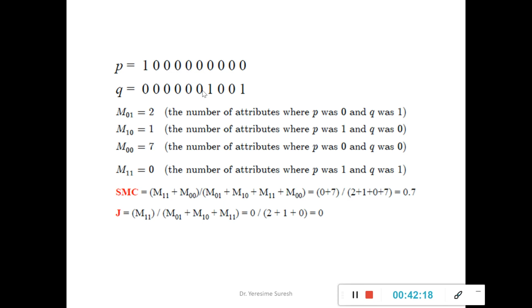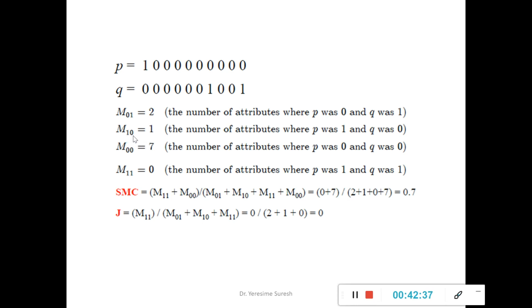P is 0, Q is 0, fifth instance. Again, P is 0, Q is 0, sixth instance. P is 0, Q is 0. So, there are totally 7 instances wherein the bit representation for P is 0 and Q is also 0. So, the value of M00 is 7.